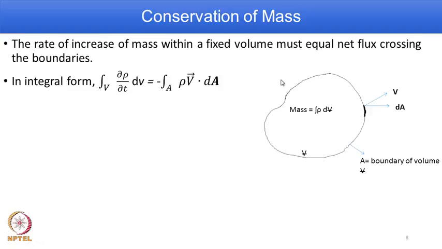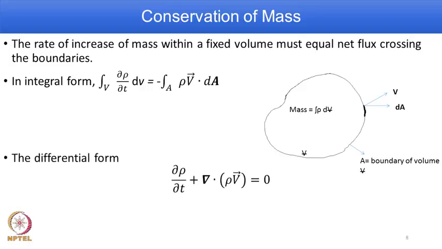It may be coming in at some place, entering the volume, and at some place it may be going outside that volume, and you sum them up to get the net. That is why we do the integral. The integral corresponds to summing, and that sum is related to the rate of increase of mass within that control volume. Now, the differential form of the equation is dou rho by dou t plus del dot rho V equal to 0. We have already seen these different operators, right.